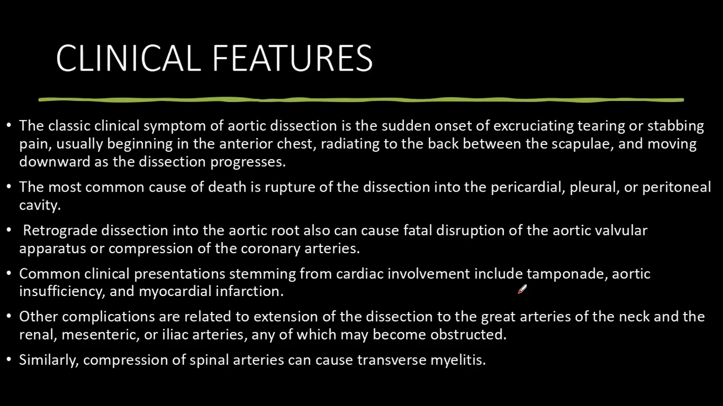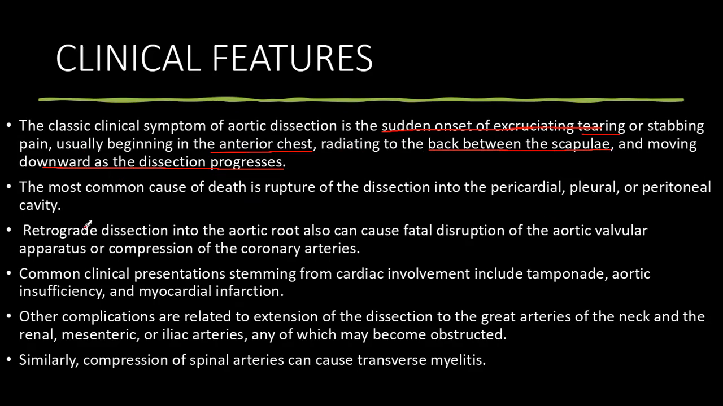Now, clinical features. That's the last thing. The patient will present with a sudden onset of excruciating, tearing, or stabbing pain, which will begin in the anterior chest. Then it will radiate to the back between the scapulae, and then it will move downward as the dissection progresses. In this case, the most common cause of death would be a rupture of the dissection into the pericardial, peritoneal, or pleural cavity.